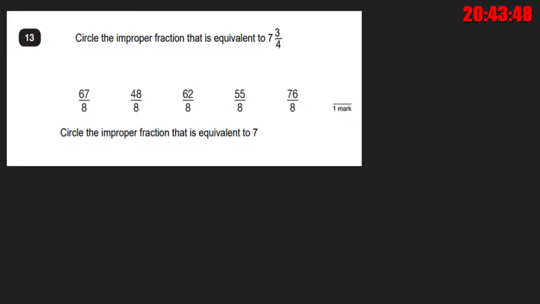13, please. So question number 13, circle the improper fraction that is equivalent to 7 3/4. 7 3/4, you can make this an improper fraction. 4 times 7 is 28 plus 3 is 31 over 4. So all the denominators are going to be 8. So you multiply by 2, multiply by 2. So this is going to be 62 over 8, right? So 62 over 8 is the correct answer.